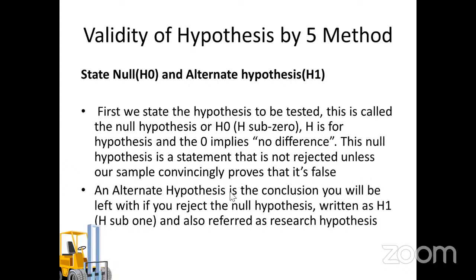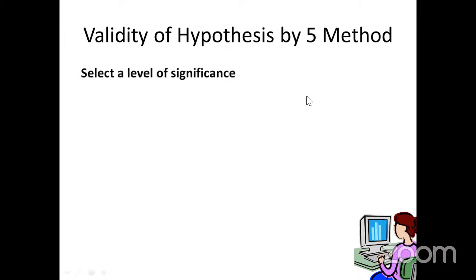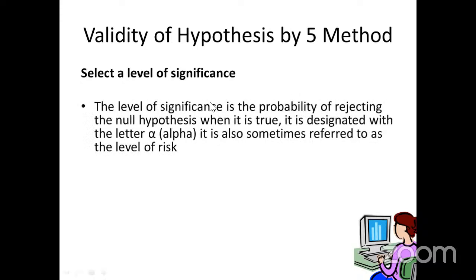An alternate hypothesis is the conclusion you will be left with if you reject the null hypothesis, written as H sub 1, and also referred to as the research hypothesis. The second method is we select a level of significance. The level of significance is the probability of rejecting the null hypothesis when it is true. It is designated with the letter alpha. It is also sometimes referred to as the level of risk.